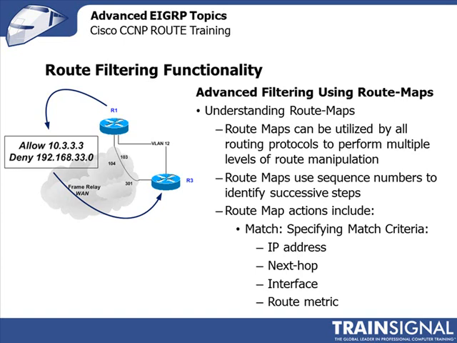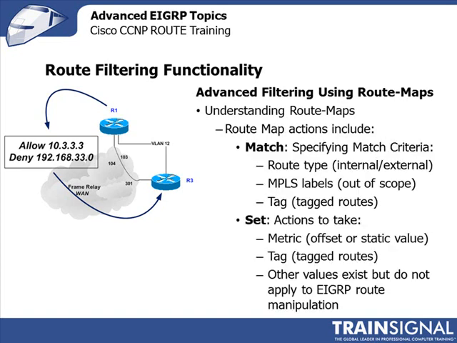And there are two aspects to route maps. There's match and set. Match specifies the criteria for choosing a particular route or subnet or interface. And it can match an IP address, it can mention the next hop interface, the specific interface, route metrics, and so forth. You can also match route tags, which you can also set in EIGRP. Route types, MPLS labels out of scope, and then tagged routes. EIGRP can do that as well.